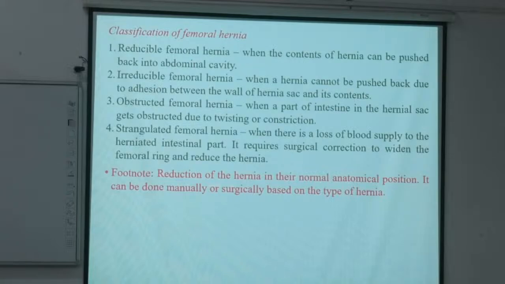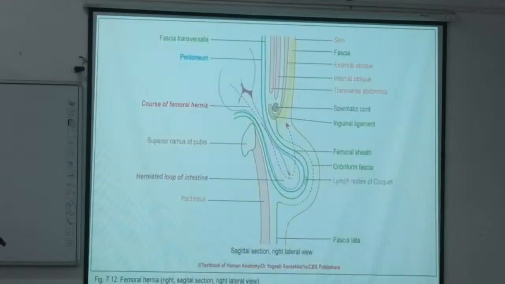Reduction of the hernia to its normal anatomical position is important, and it can be done manually or surgically based on the type of hernia. Generally, obstructed and strangulated are severe cases and are corrected surgically, and reducible and irreducible can be reduced manually.